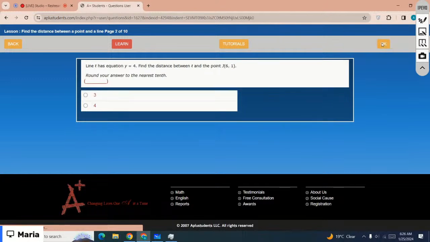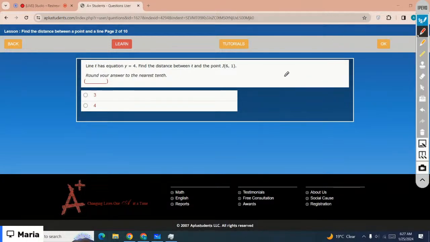Okay, line S has an equation of y equals 4. Find the distance between the line and the point J, 6, 1. So which is the correct option? That is very easy. Just look at the y. Here you have y equals 4, and here you have y is 1. So 4 minus 1 is 3. That is the distance between the point and the line. Got it? The correct option is 3.